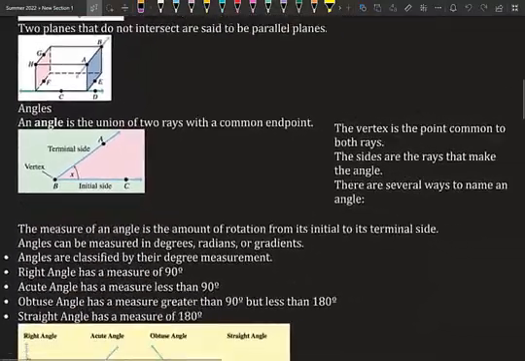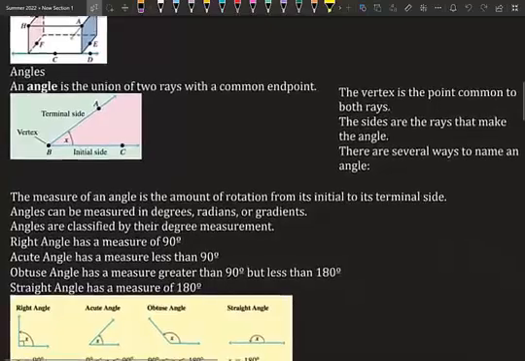Angles. An angle is the union of 2 rays with a common endpoint. So here is what we have as an angle. So we have your initial side that doesn't move, your terminal side which makes the angle, and the vertex is where it all meets. The vertex is the point common to both rays. The sides are the rays that make the angle.